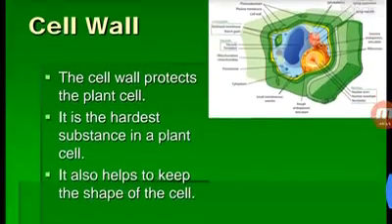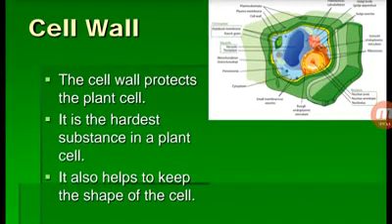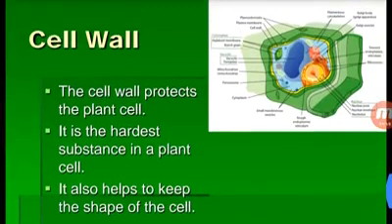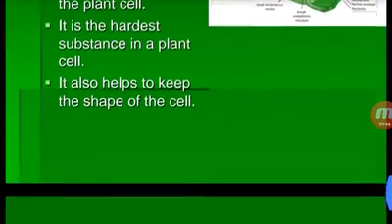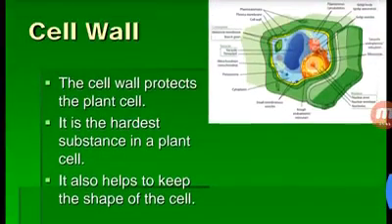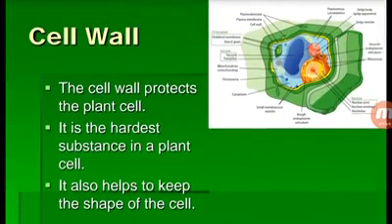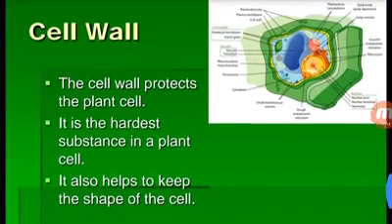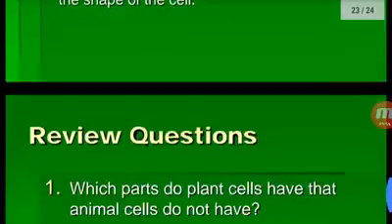Okay, remember that. The cell wall also is only found in the plant cell. The cell wall protects the plant cell. This is very important. The function is protection of the plant cell. It is the hardest substance in the plant cell because it is made up of cellulose. It also helps to keep the shape of the cell. Remember that. I discussed this when I discussed cellulose, starch, and glycogen. I discussed cellulose, which makes up the cell wall of the plant cell.